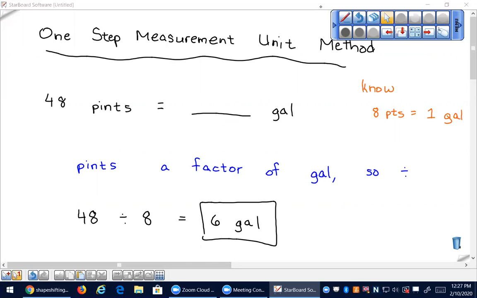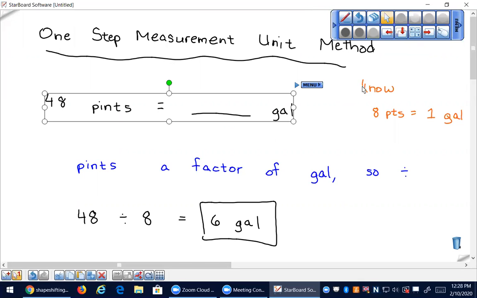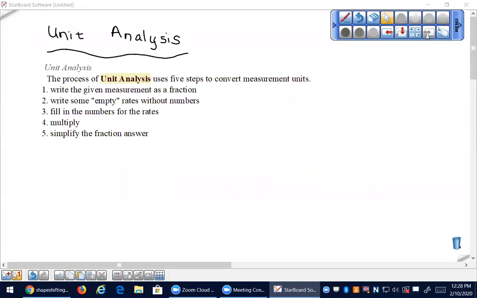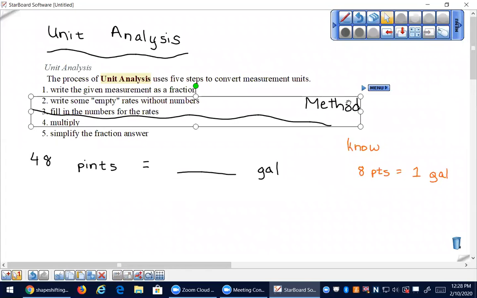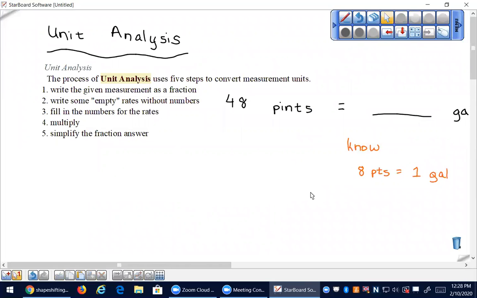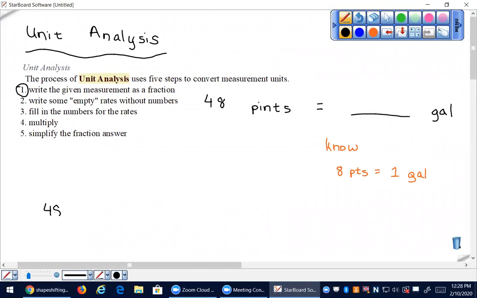So 48 pints is how many gallons? And we know 8 pints is a gallon. So my first step is that I'm going to write the given measurement unit as a fraction. If I want to do 48 pints as how many gallons, I'm going to write 48 pints. It's not a fraction, so I have to put it over 1 to make it a fraction. That's easy. I can put something over 1.